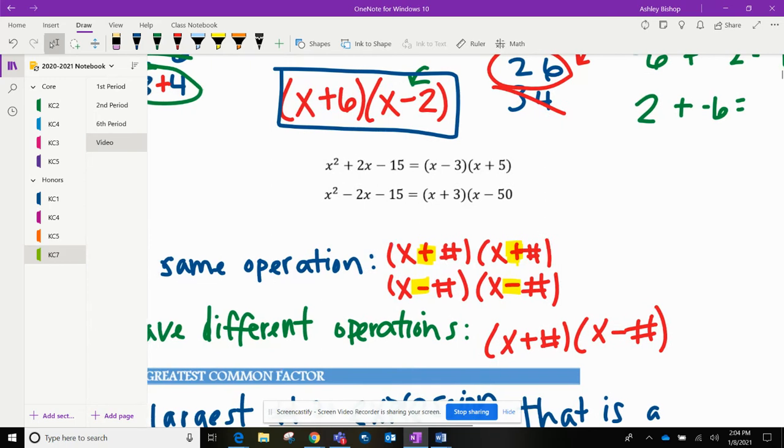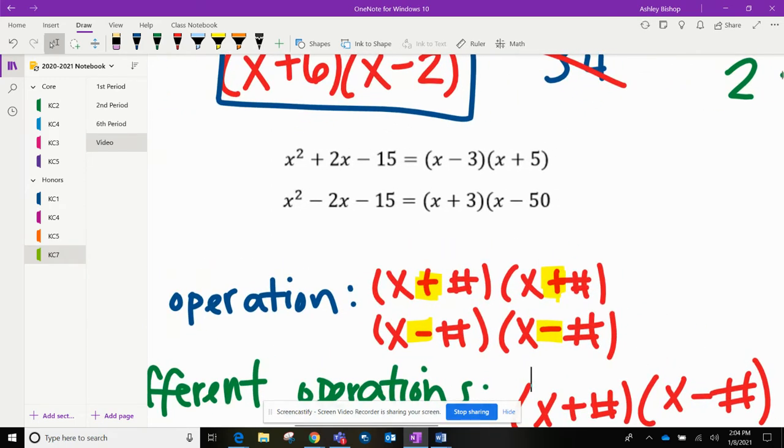Now over here, when you have your last number that is negative, then your two factors will have different operations. One of them will be negative and one of them will be positive. And same over here, one of them will be positive and the other one will be negative. And this should be a parenthesis, not a zero.